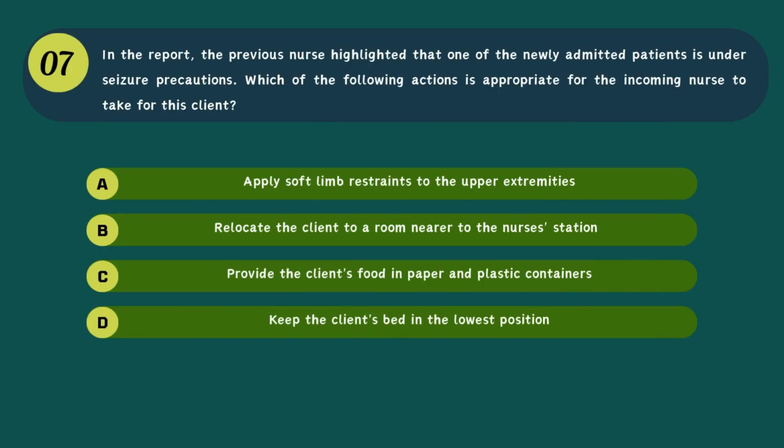Question 7. In the report, the previous nurse highlighted that one of the newly admitted patients is under seizure precautions. Which of the following actions is appropriate for the incoming nurse to take for this client? A. Apply soft limb restraints to the upper extremities. B. Relocate the client to a room nearer to the nurse's station. C. Provide the client's food in paper and plastic containers. D. Keep the client's bed in the lowest position.